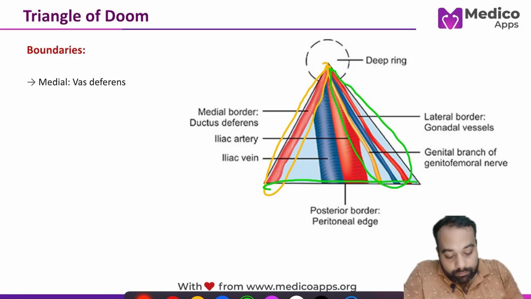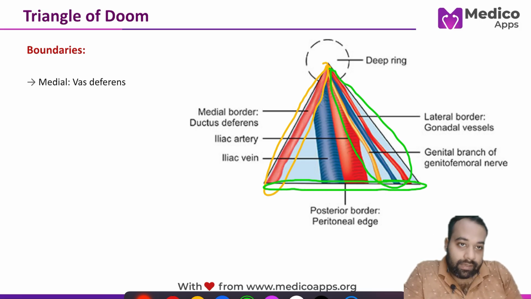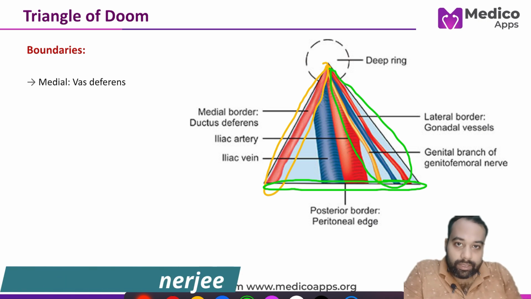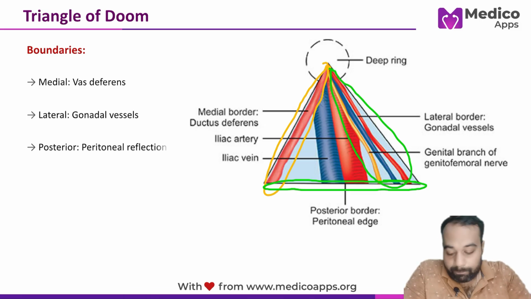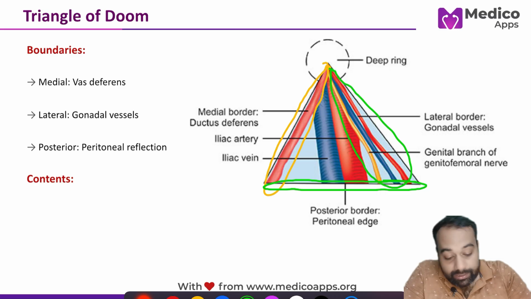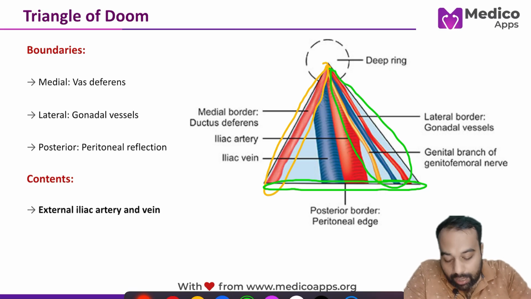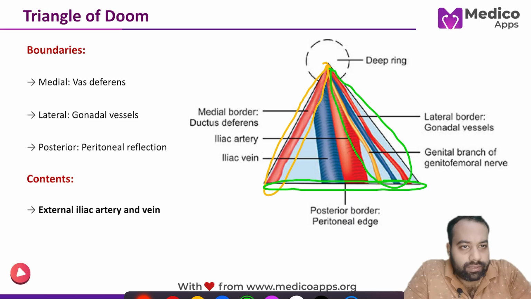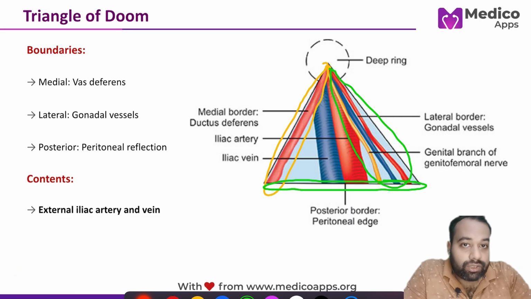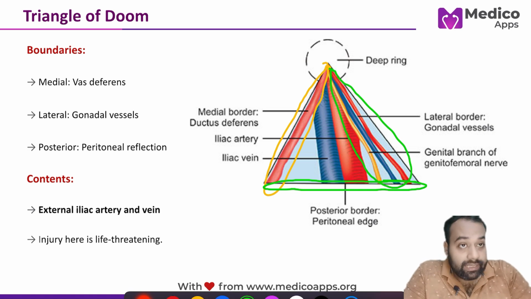And now the posterior boundary, this is simply the peritoneal reflection, the one that has been formed after the peritoneal incision. Now what you need to understand is the content, that is the important thing. The content is basically your external iliac artery and the external iliac vein. So obviously you can understand, if we ever place a mesh tacker mistakenly in that region, that is going to result in a devastating manner. It is very life threatening as well.